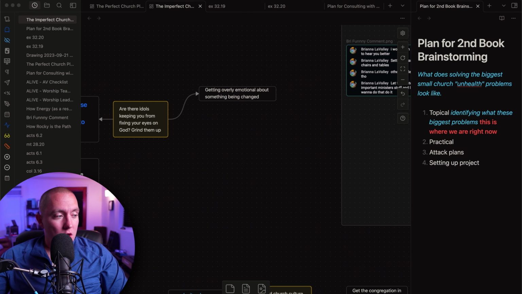I'm going to keep working on this. So, are there idols keeping you from fixing your eyes on God? So, an example of this in a church would be getting overly emotional about something being changed. I think this can be a strong indicator of something that's an idol. And I have encountered this so much in church world, being overly emotional about things getting changed.